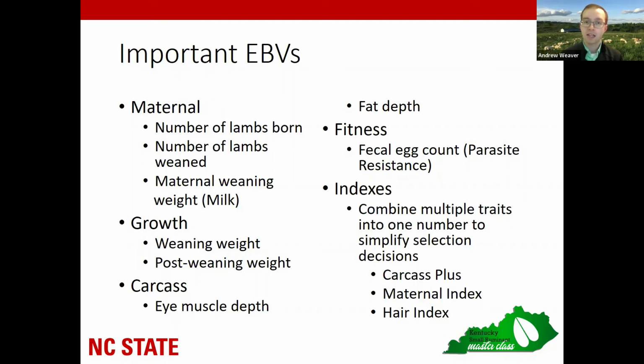We also have indexes that combine multiple traits into one number and simplify our selection. So we have what's called the Carcass Plus Index, the maternal index, as well as a hair index that allow us to select for multiple traits at the same time and do so in an accurate way. So it can simplify our selection. Instead of trying to decide between multiple traits where to place emphasis, these indexes help do that for us.